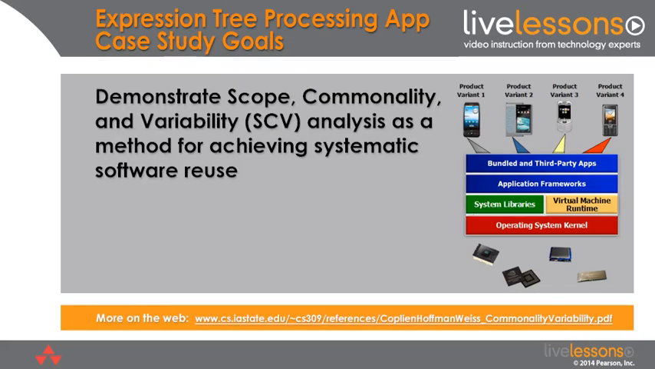We'll also use this particular case study in order to demonstrate scope, commonality, and variability analysis, which is a method for trying to achieve systematic reuse of software by looking for things that are stable or common and making sure that they have a fixed interface, looking for things that vary, making sure that things that vary also have a stable interface, and then finding ways that you can combine the two together in order to be able to build software that can be reapplied in multiple use contexts.